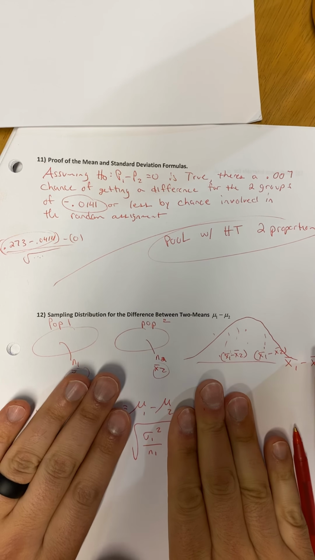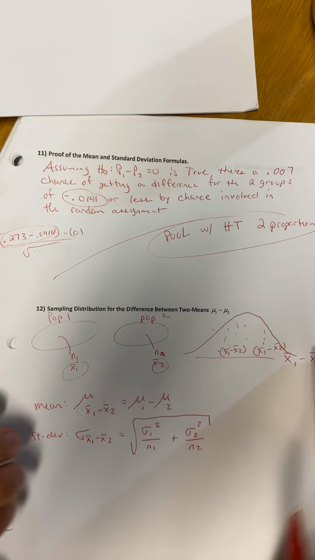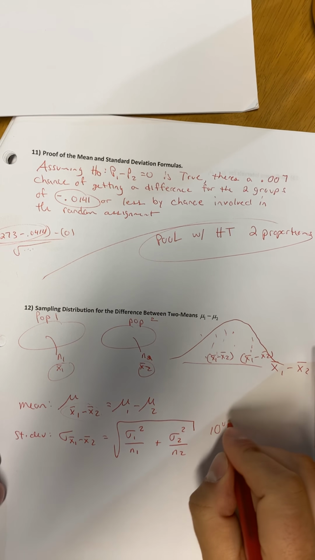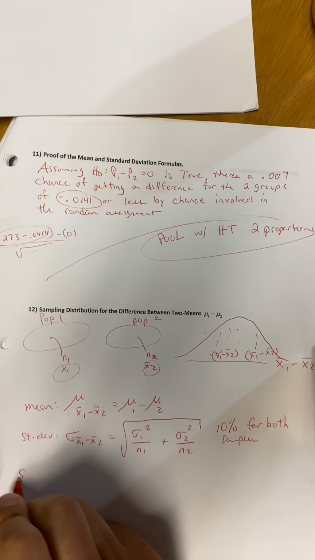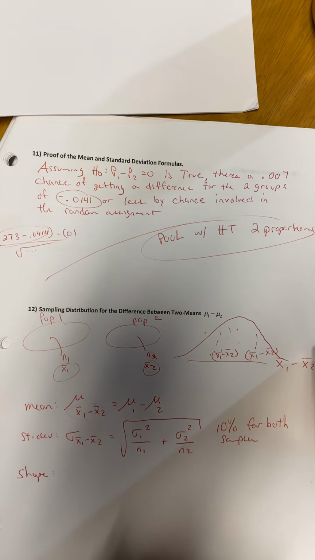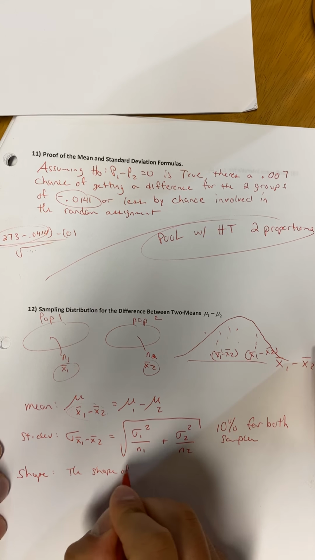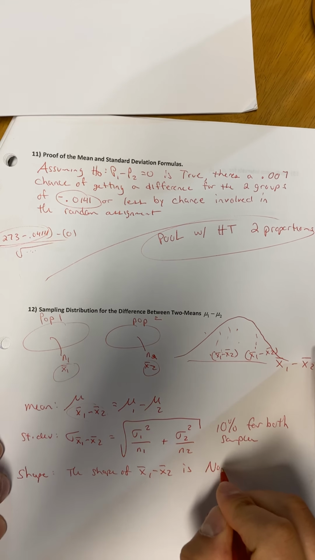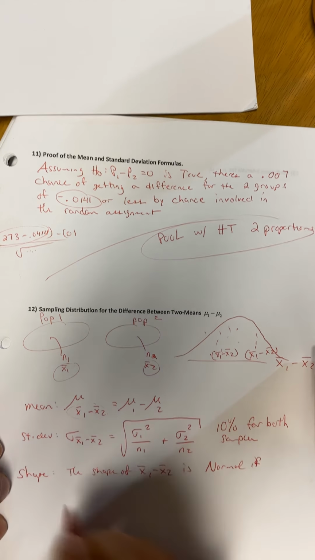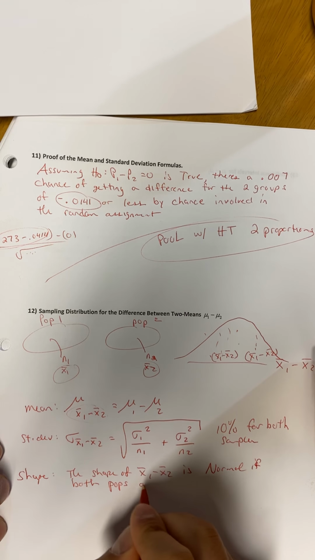If you think about it, we kind of did that in chapter 6. And then we're adding it, so we get this one too. So this is the 10% for both samples. And the shape of x bar 1 minus x bar 2 is normal if both pops are normal.